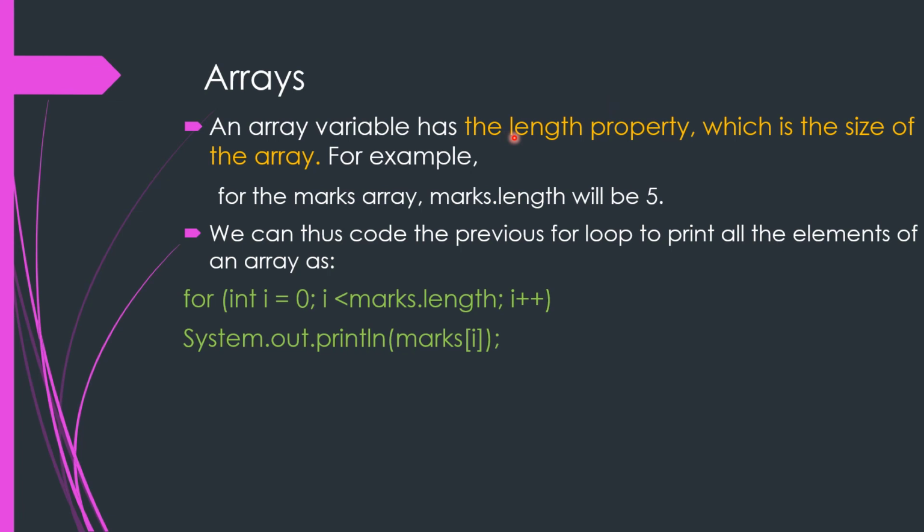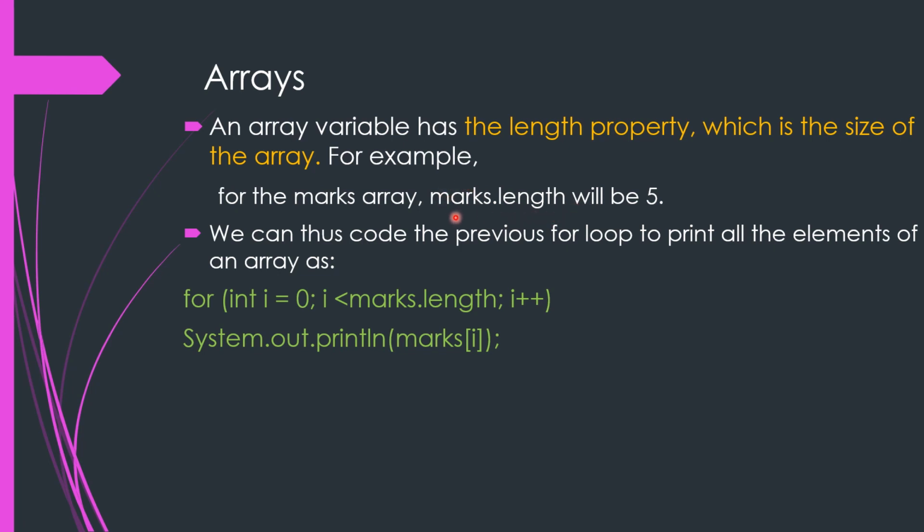Now let us discuss the length property of an array. So what is the length property? Basically it is the same thing as the size of the array, meaning whatever the size of the array is, it is called its length. So for the marks array that we had just used, the marks length will be 5. We indicate the length property in the following way. We just give the name of the array, then we put a dot and then length. This keyword is used to indicate that we are giving the length property of the array.